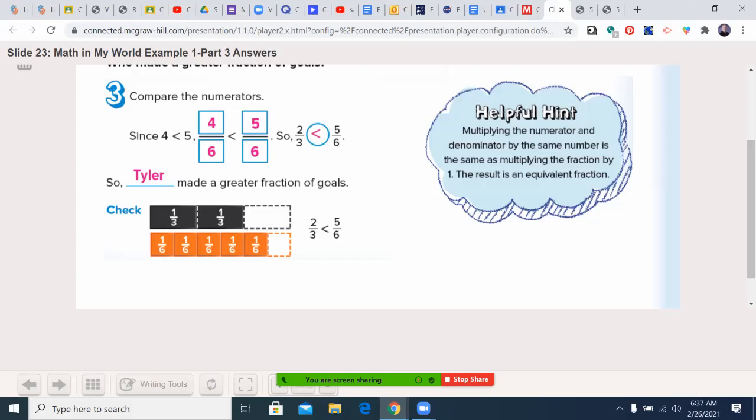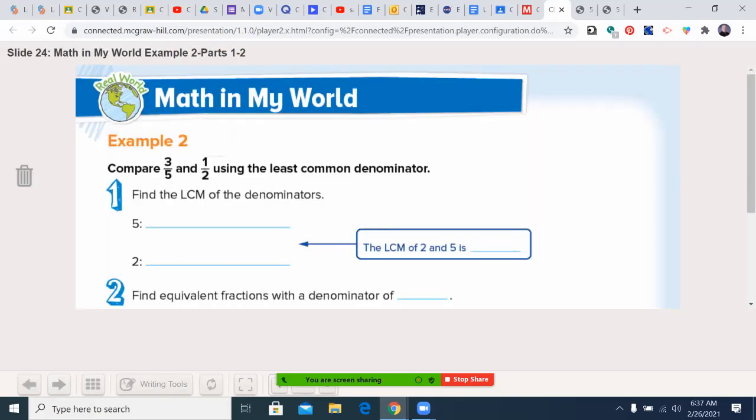There's a helpful hint. Multiplying the numerator and denominator by the same number is the same as multiplying the fraction by 1. The result is an equivalent fraction. And hopefully you already got that as we were talking about this. If not, hopefully you have it now. All right, go ahead and write that in, and then you're going to turn to the top of page 584 for example niche. Then we'll do a couple guided practice, an independent practice, and then you're on your own with the homework today. Well, not truly, because you can always contact me.